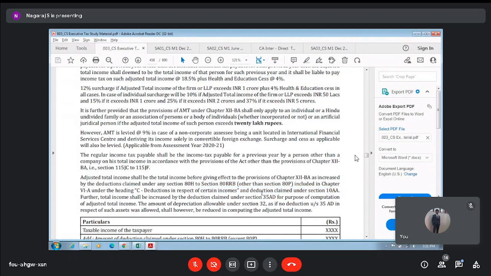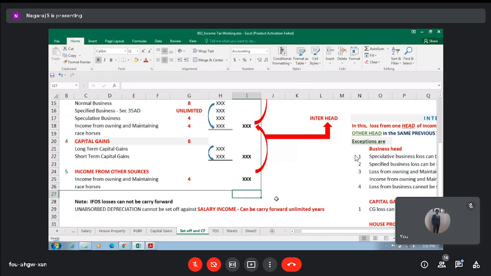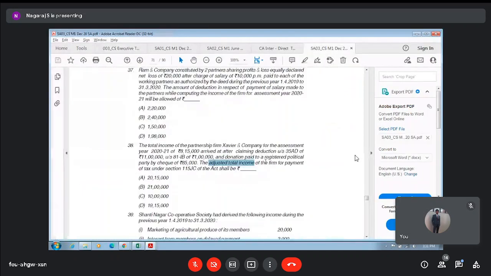Okay. Deduction claimed under section 10AA. Was 10AA income there? No. Was 35AD income there? Deduction in this? 35AD is there. It is there. 80IB is there. It is there. And donation paid to a registered political party by cheque, 85,000. Adjusted total income we need to calculate. Calculate what is the adjusted total income.